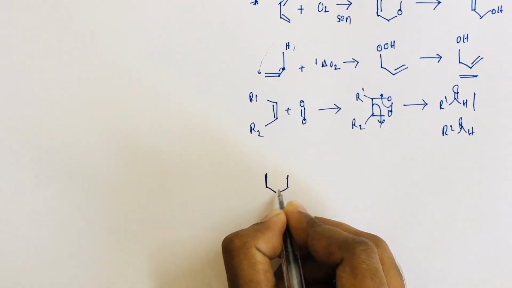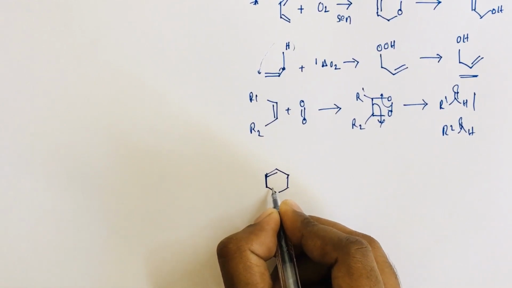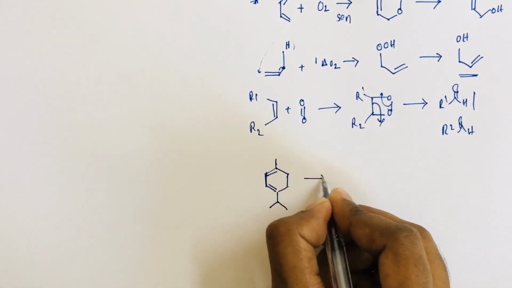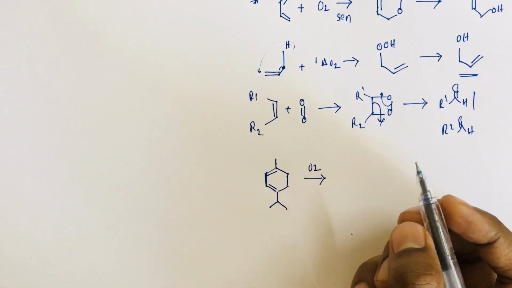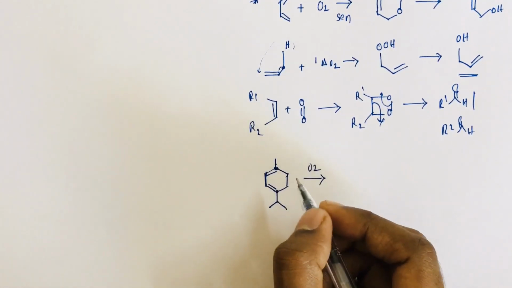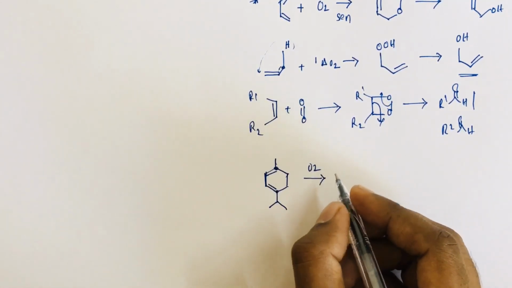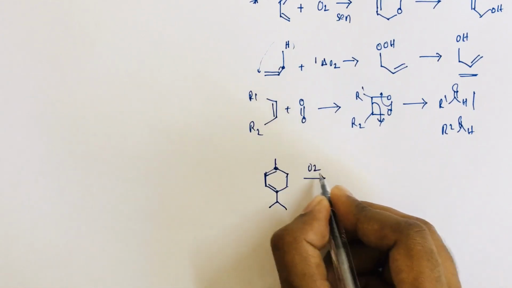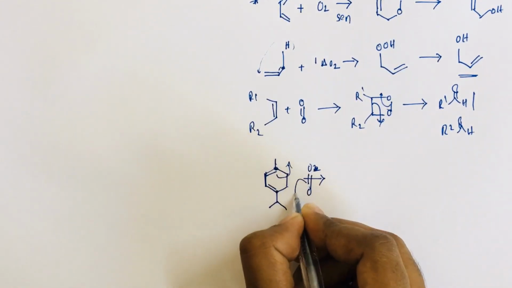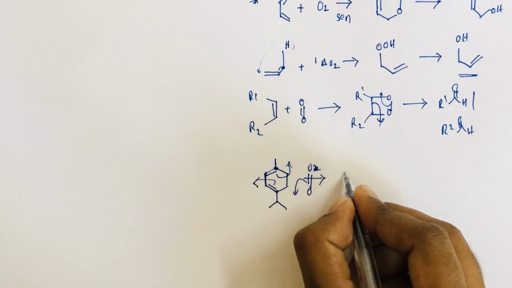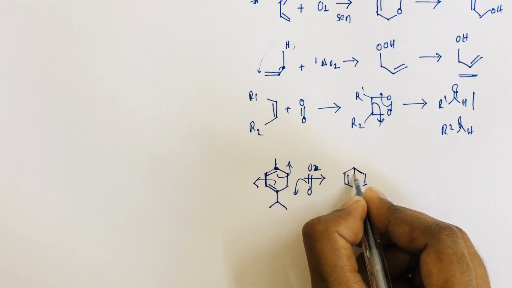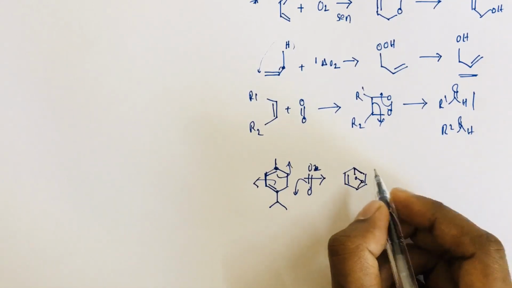These reactions are important. When we have this 1,4-diene, upon treatment with O2, only the 1 and 4 carbons are involved in the reaction, not this one. We can take this comes here, this goes here, and this goes here. So we can write this product like this, and also we can write it like this.